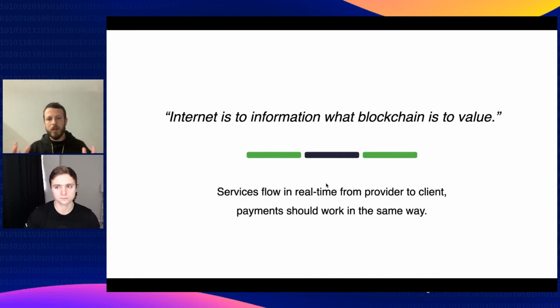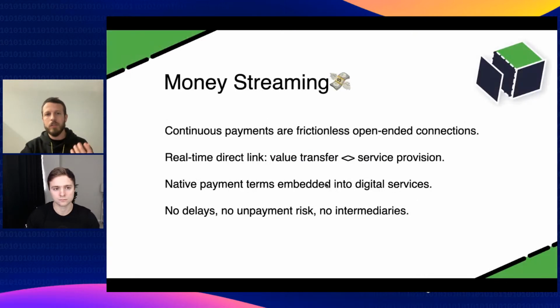So when you sign up to a service, imagine Netflix, or imagine even when you're providing services to your employer, you're providing those services every second, right? Your service is flowing in real time, but the payment is still coming in a lump sum at the end of the month through very slow and inefficient channels, right? So what we're doing at Superfluid is trying to bring those payments into a real-time flow the same way services are. And we do this through money streaming.